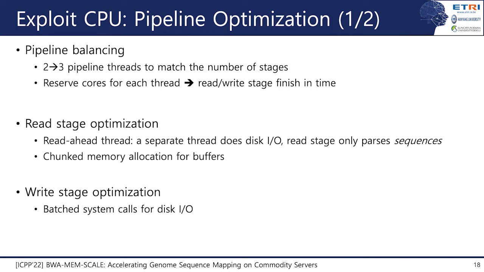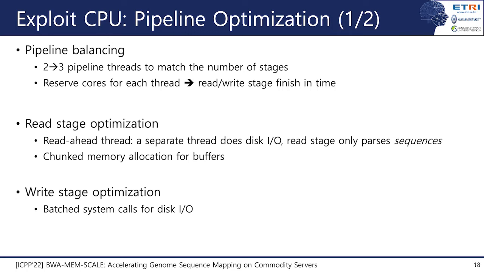First, we balance the pipeline. We increase the number of pipeline threads to 3 to match the number of stages. In addition, we reserve cores for each pipeline thread to make the read and write stages finish before the map stage of the other pipeline thread finishes.